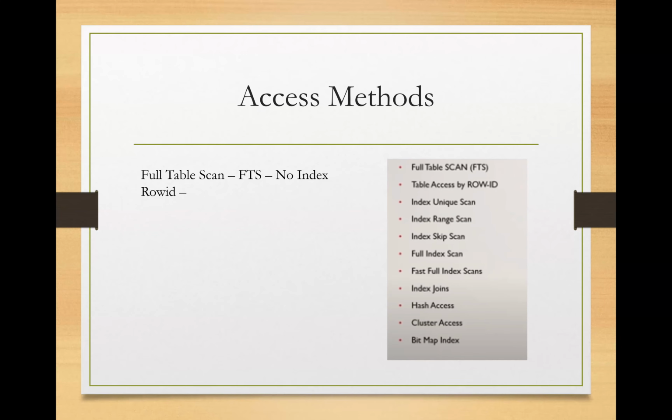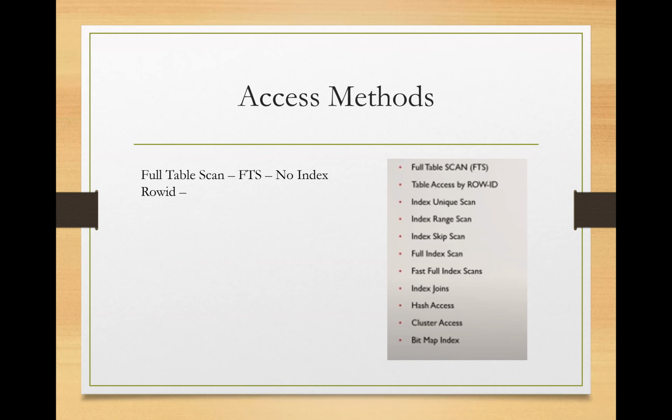So if you are creating a primary key or unique key, then it will go for a unique key index. So unique index it will go for. Range index means a range of values. If you're selecting where some range of values, okay, this value to this value, if that column has been indexed, then it will go for range scan.